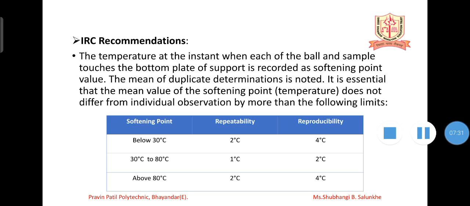And what is a repeat? Repeat means you are repeating the same procedure on different samples. Then above 80, there are 2 degree and 4 degree differences. So if that difference is more than this, it means you are doing something wrong, or we have to do it once again. The whole procedure you have to follow once again. So this is the IRC guidance for performing this practical.